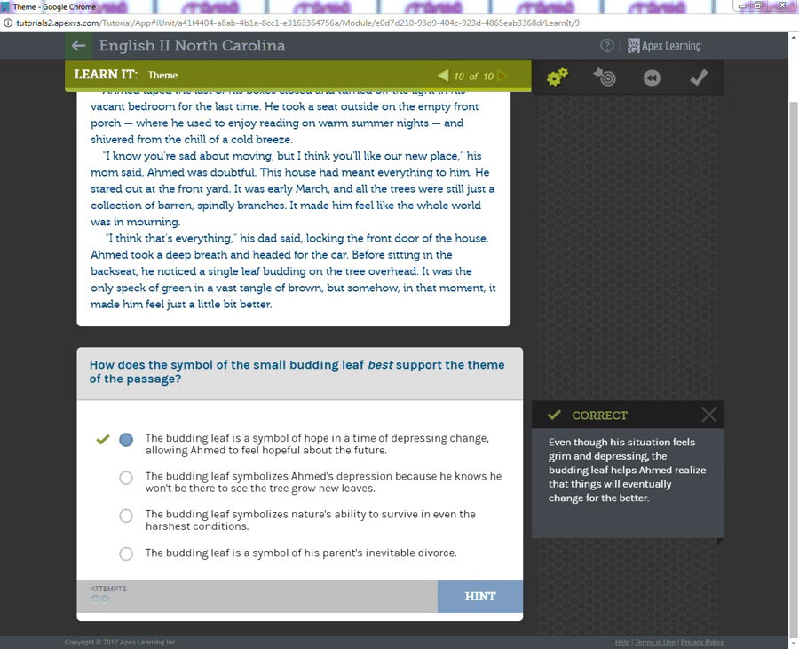If you chose A, you chose the correct answer. Because even though its situation feels grim and depressing, the budding leaf represents something that is about to change. It's growing. So it was just a seed, and now it's starting to bud, to grow into a leaf. So that represents change, and that eventually that change will be for the better.